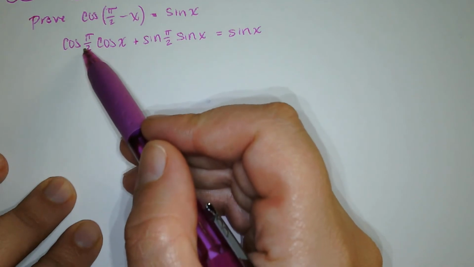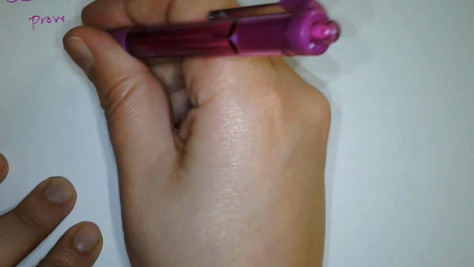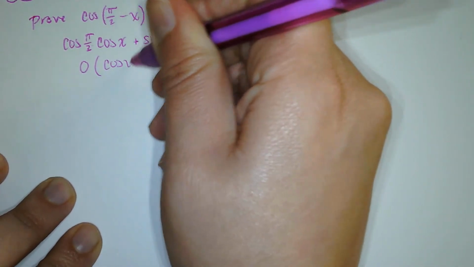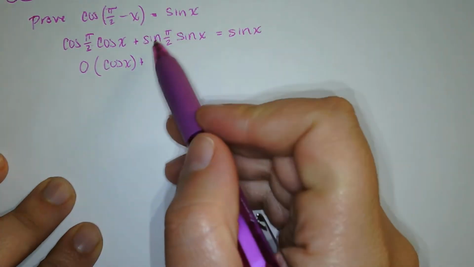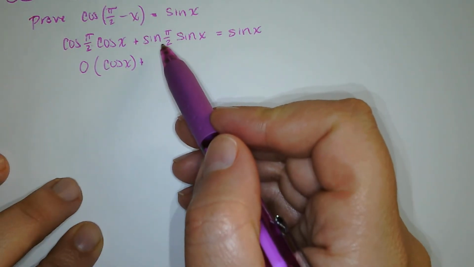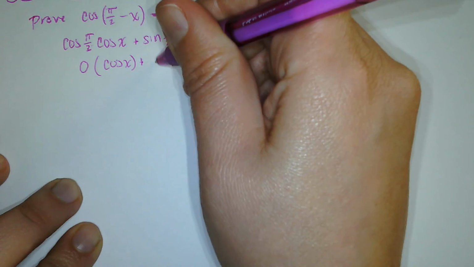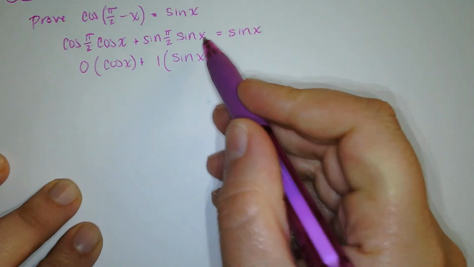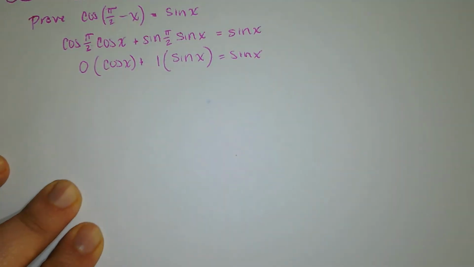Well, cosine pi over 2 is 0. So I can actually simplify that because that's the cosine of a ratio. Cosine x, I can't do anything because I don't know what x is yet. Sine of pi over 2, that's another ratio. Sine of pi over 2 is 1, if you look at the graph or your unit circle. Sine of x, once again, we don't know what x is, so we can't do much with that, equals sine x.